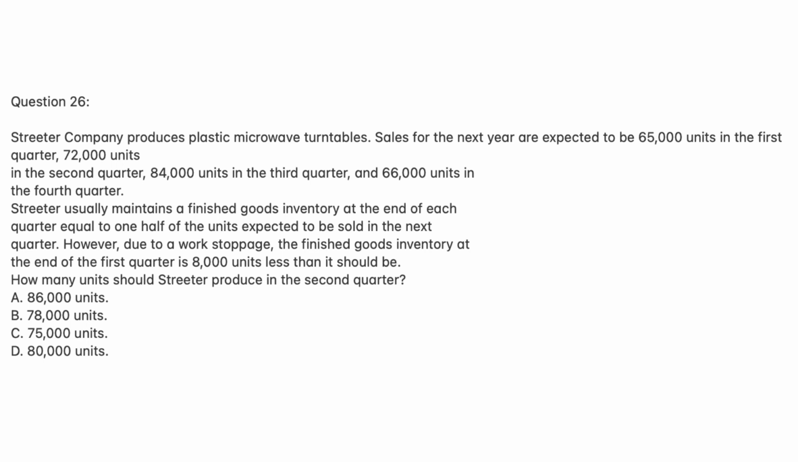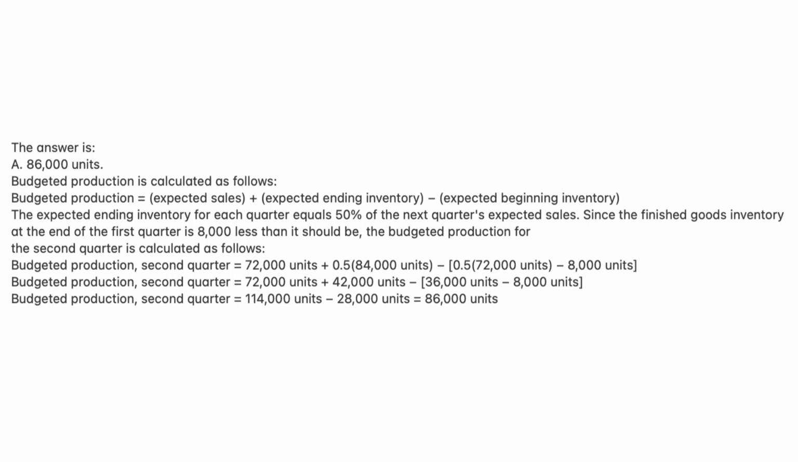A. 86,000 units. B. 78,000 units. C. 75,000 units. D. 80,000 units. The answer is A. 86,000 units. Budgeted production is calculated as follows. Budgeted production equals expected sales plus expected ending inventory minus expected beginning inventory. The expected ending inventory for each quarter equals 50% of the next quarter's expected sales. Since the finished goods inventory at the end of the first quarter is 8,000 less than it should be, the budgeted production for the second quarter is calculated as follows.